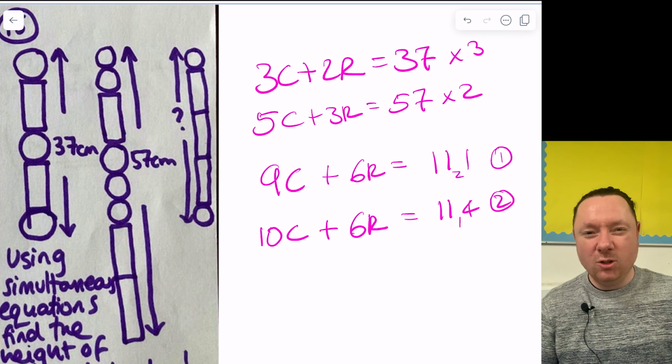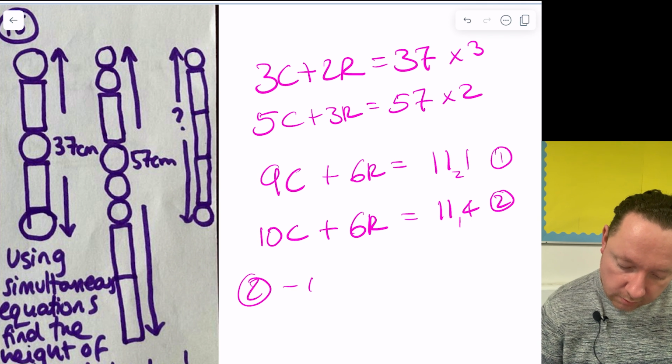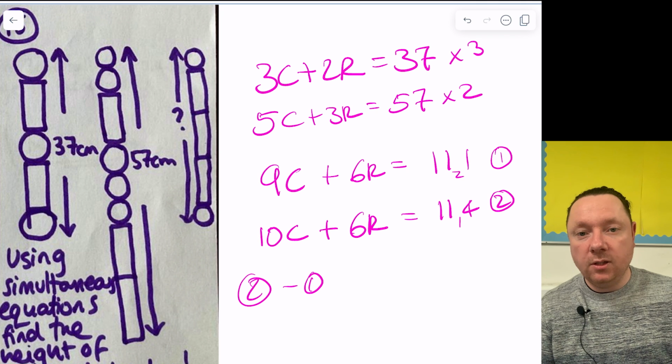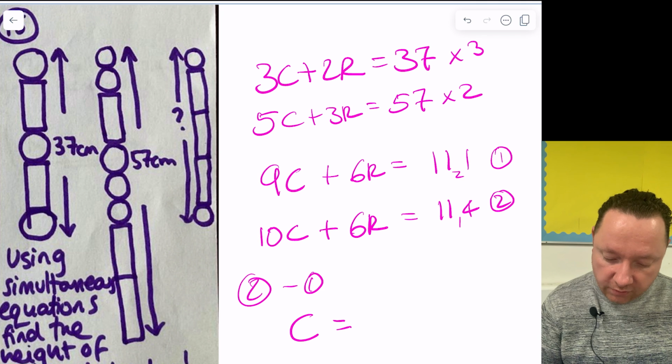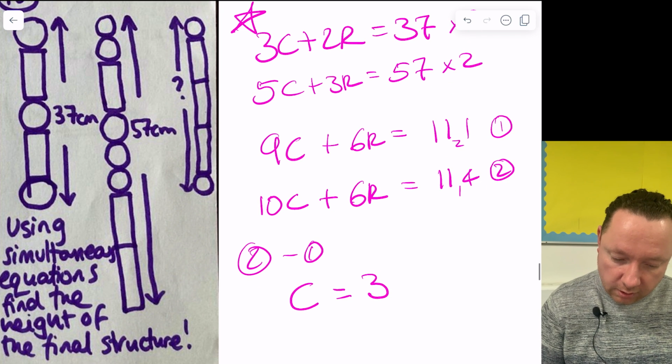I want to keep things positive, so I'll do 2 take away 1. Just notice here the sign's the same. If the sign's the same here, you take away. If it's opposites, you add. So 10 minus 9 is 1c, and 114 minus 111 is 3. So I now know c, so I'll just substitute into something. Let's say this one here, the star.